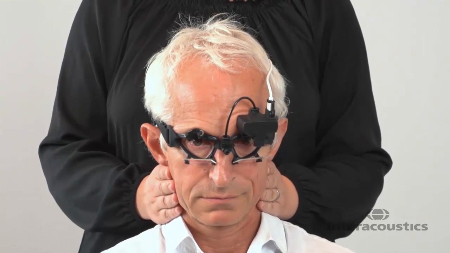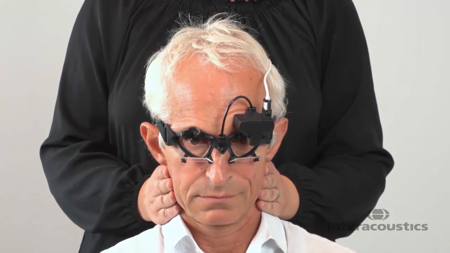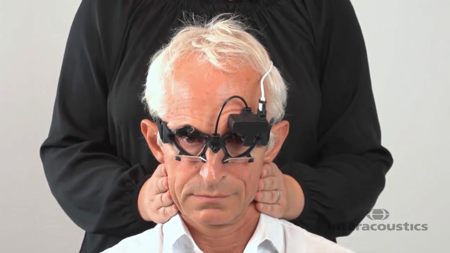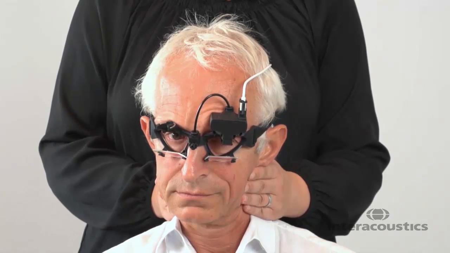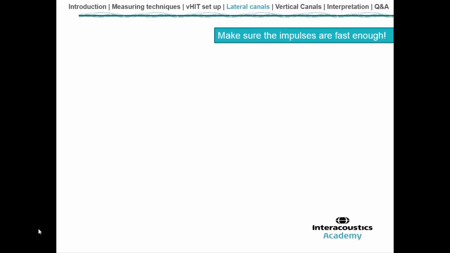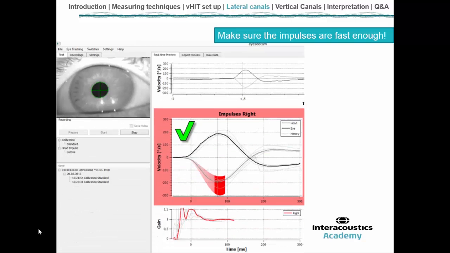An alternative way is to position the hands on the top of the head. This is entirely acceptable, and it's down to your individual preference which way you prefer to do the impulses. As I said, we need to make sure that the impulses are fast. But don't worry if you can't tell how fast they are, because the software will tell you if they're good enough. What we have in the software is a training guide, and you'll see that if the impulse is of sufficient speed, you'll get a green tick.